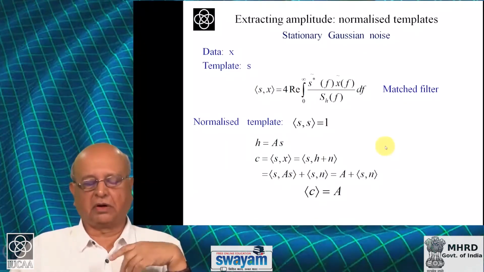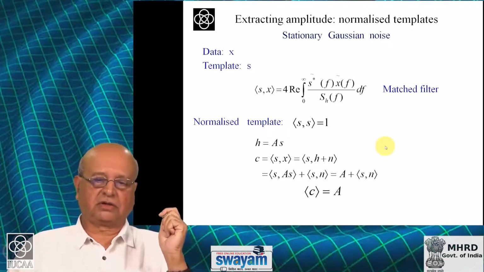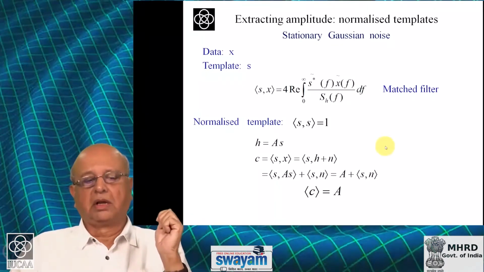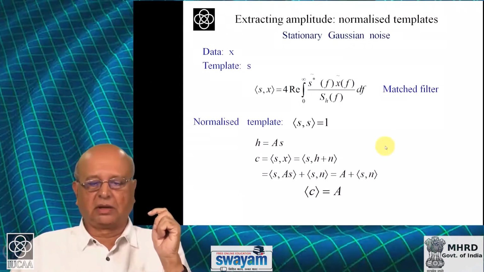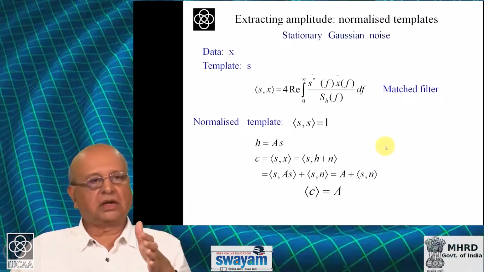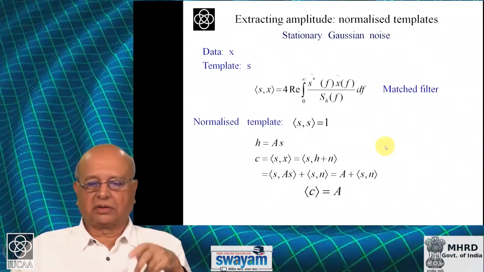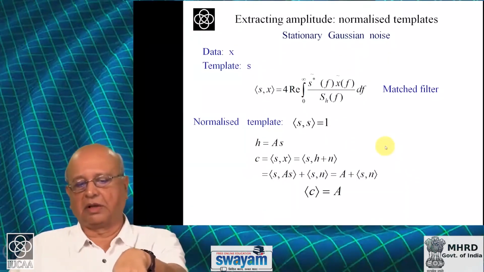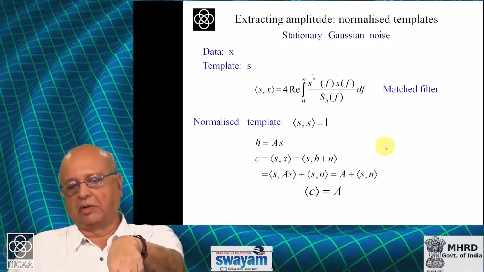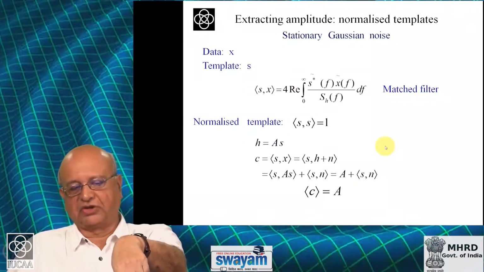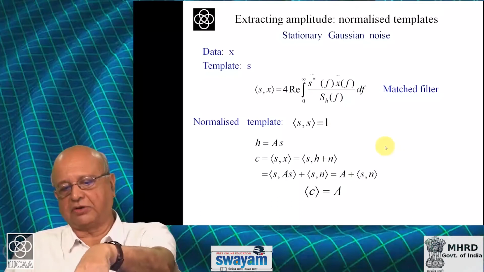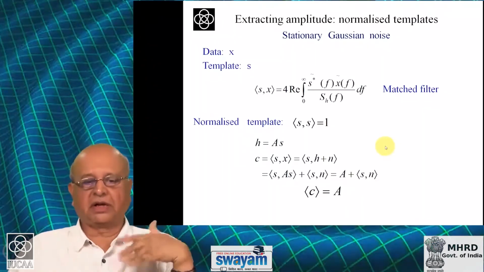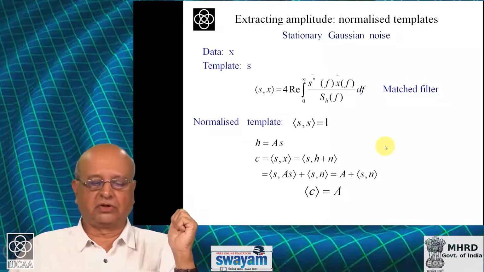So, if you have stationary Gaussian noise or wide sense stationary Gaussian noise, then the template S is taken to be normalized. So, what you do is you normalize the template by using the scalar product S comma S equal to 1. So, Sx now here is, this is not the ensemble average, by the way. In this particular slide, these angular brackets in fact show the scalar product. It is 4 times the integral which we had written down, S star of f, x of f, over Sh of f, df, where Sh is the one-sided power spectral density of the noise.